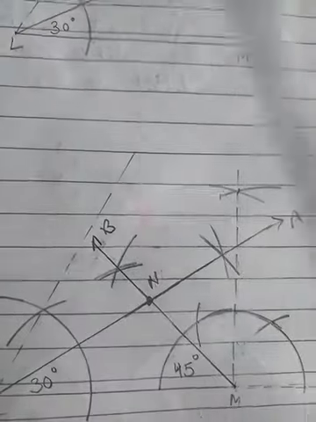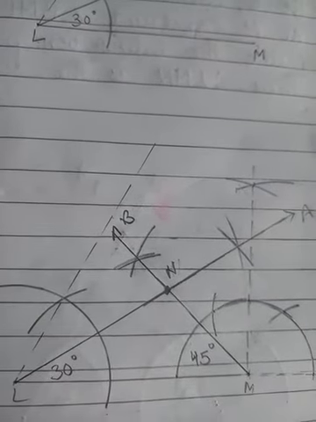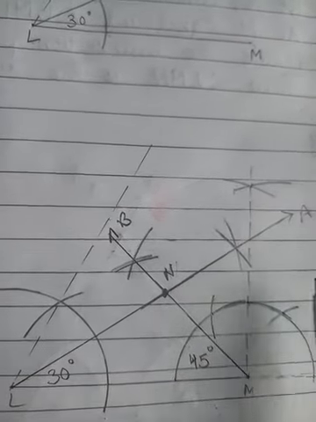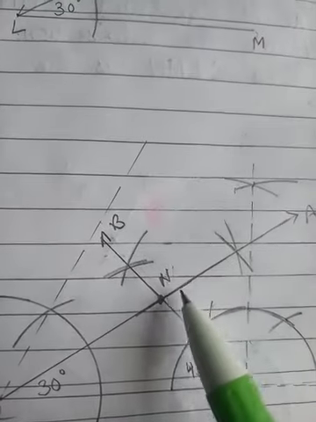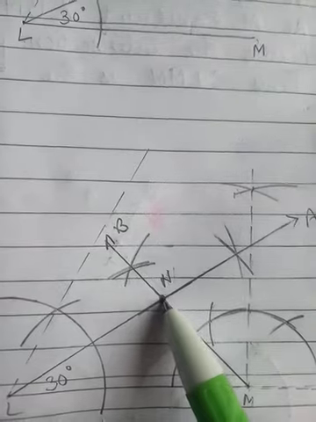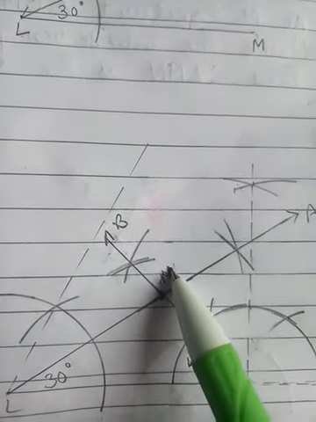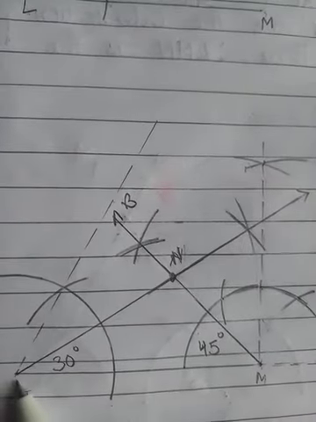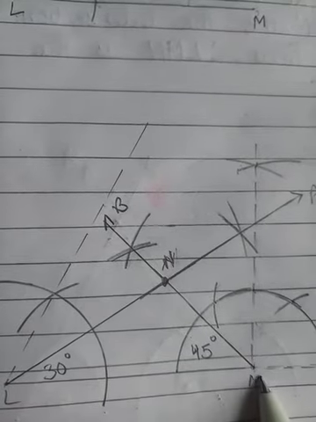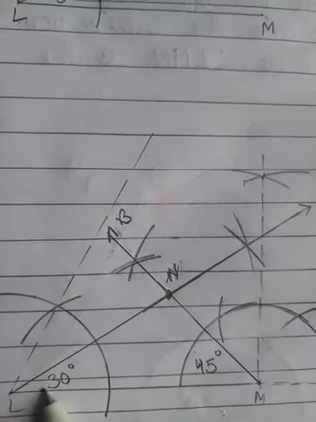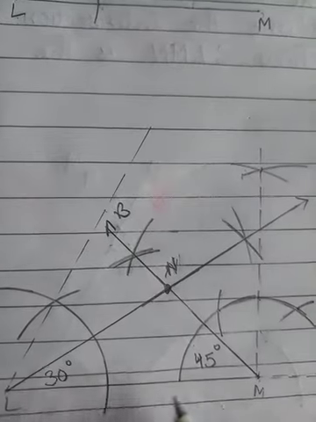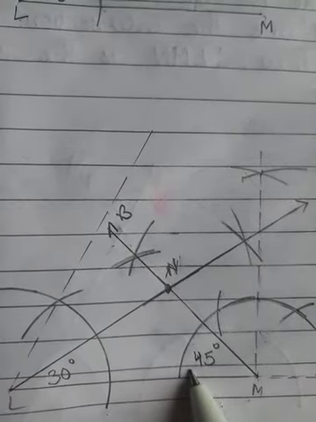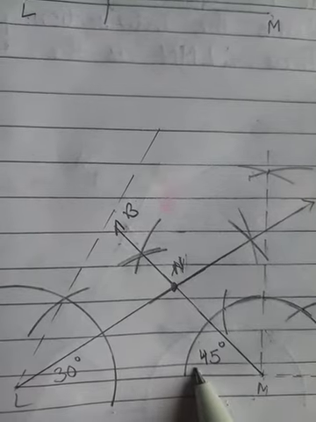Now beta, we need to see at what point the line segments LA and MB intersect each other. That point we mark and give the name N. So this is the required triangle LMN. On L we have made the angle of 30 degree, and on M point we have made the angle of 45 degree. Clear?